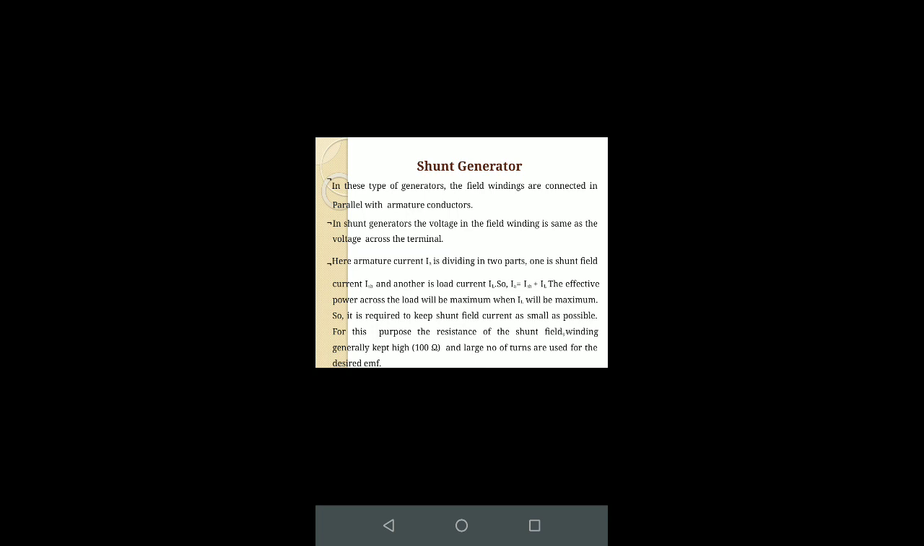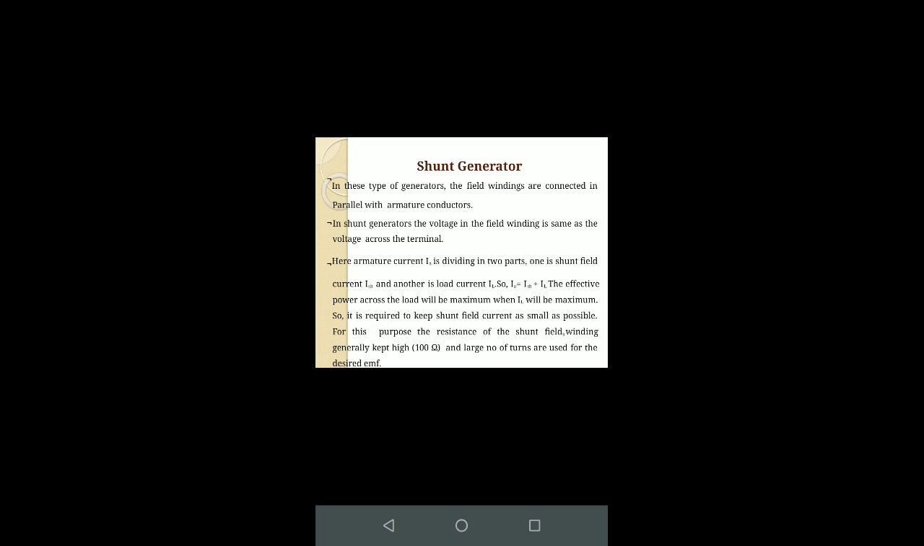The field windings are connected in parallel, hence the name shunt generator. In shunt generators, the voltage in the field winding is the same as the voltage across the terminal. Here the armature current IA is dividing into two parts: one is the shunt field current ISH and the other is the load current IL. So IA will be equal to ISH plus IL.